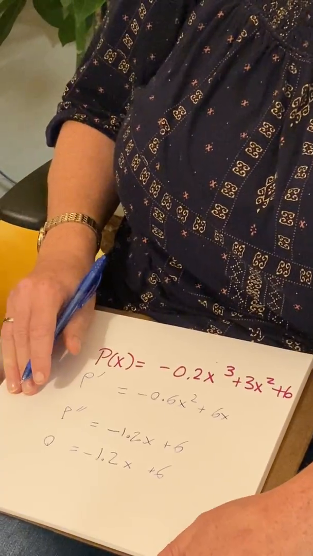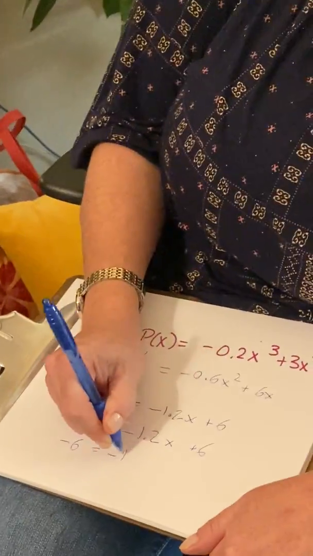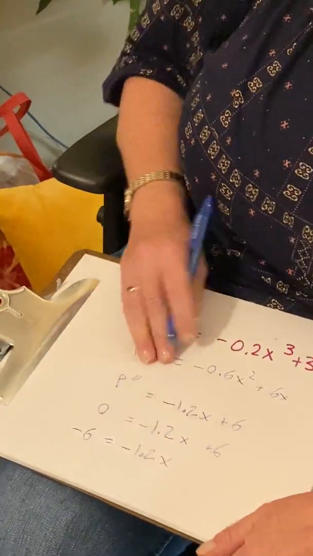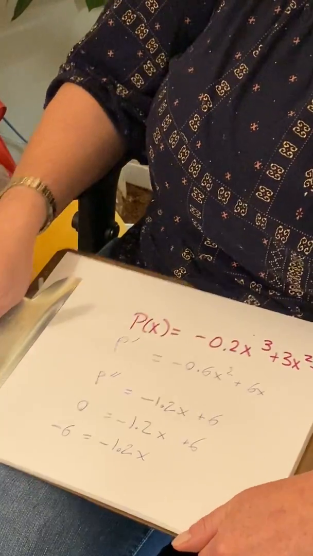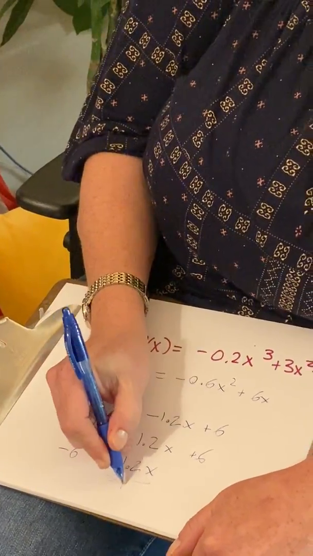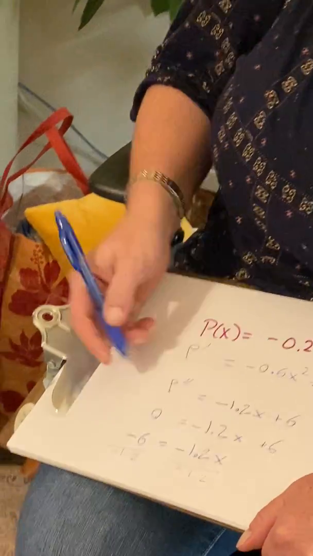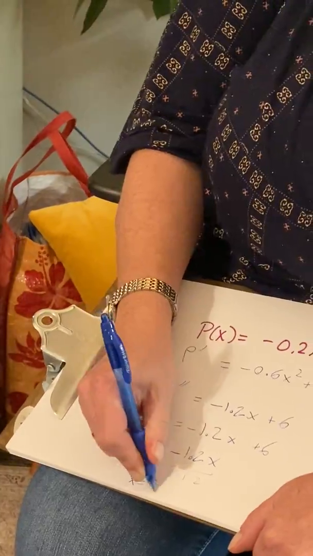Now what do I do? Minus 6. Negative 6 equals negative 1.2x. We divide by negative 1.2 on both sides. So negative 6 divided by negative 1.2, you get 5. Good. x equals 5.